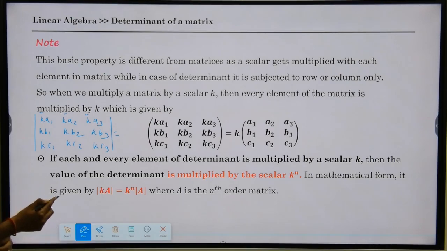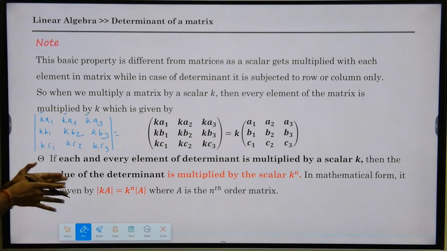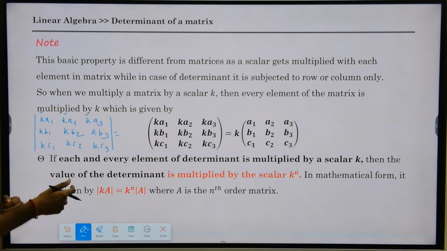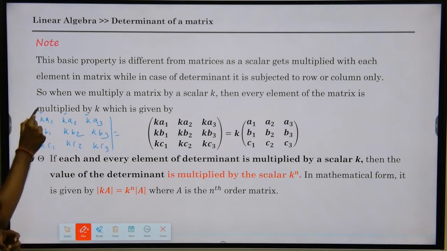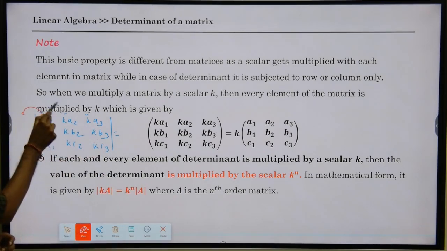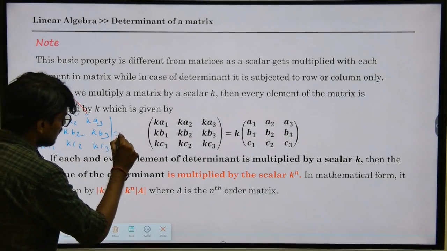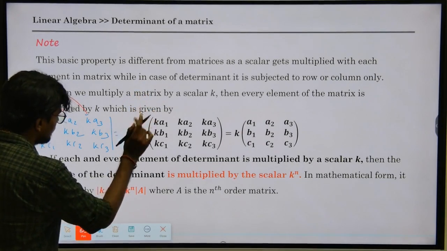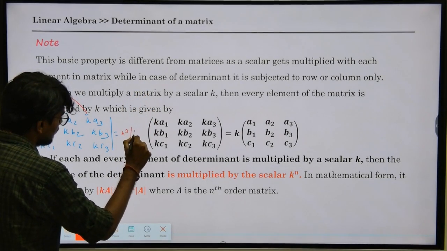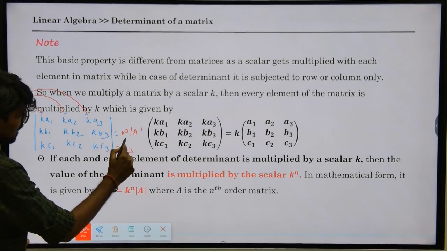That is the property of determinant. We cannot take K out from just one element. When finding the determinant, from each row I need to take one K, or from each column. So from this column I will take one K out, from this column one K out, from this column one K out. So this will be equal to K power n into determinant of A, in this case K power 3, right? K power 3 into determinant of A. So if the order is 3, then it will be K power 3.